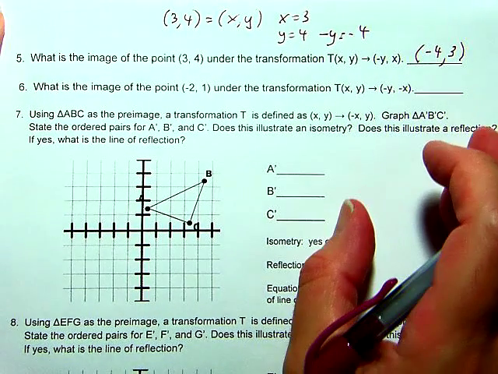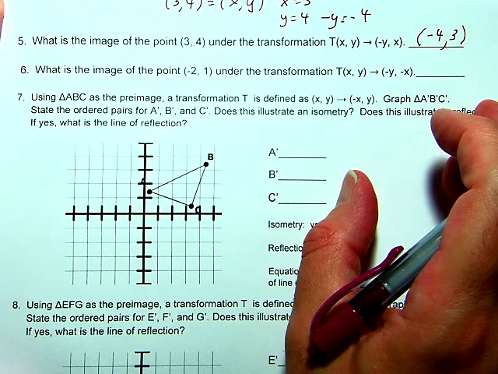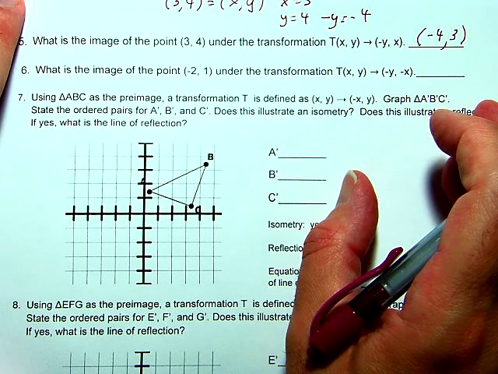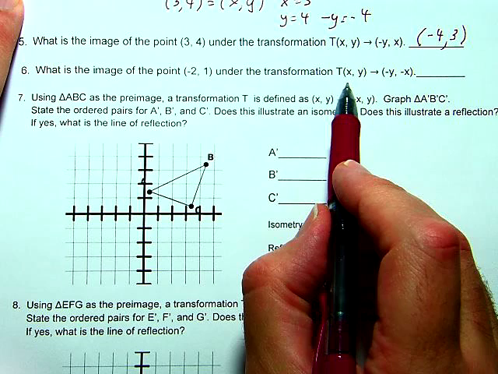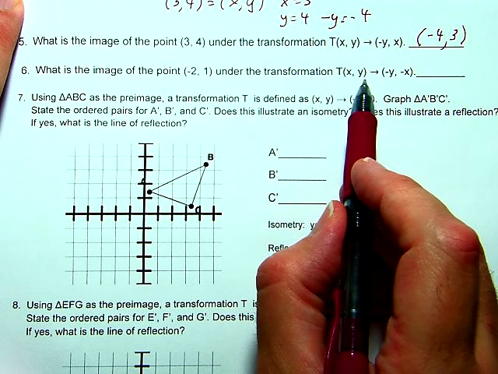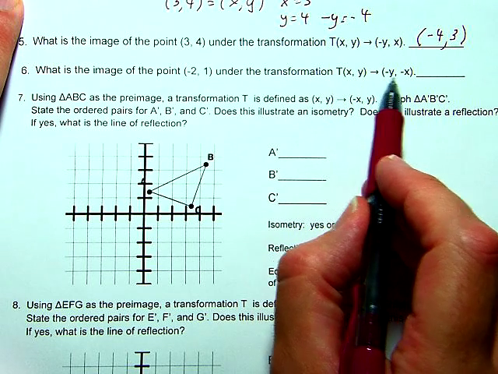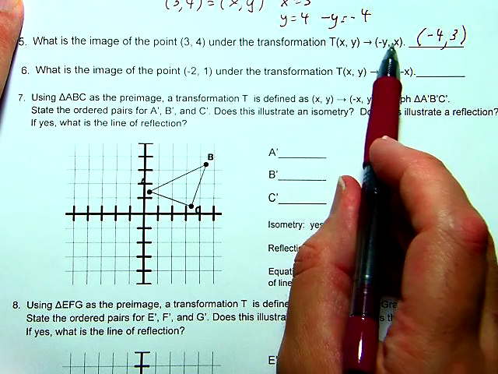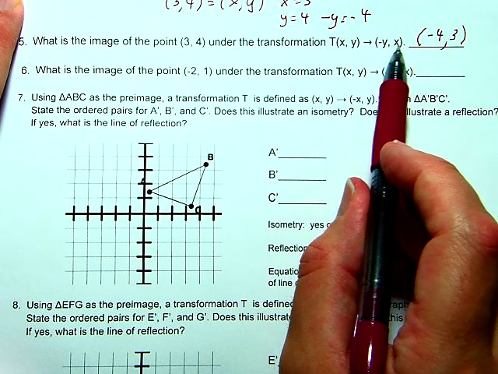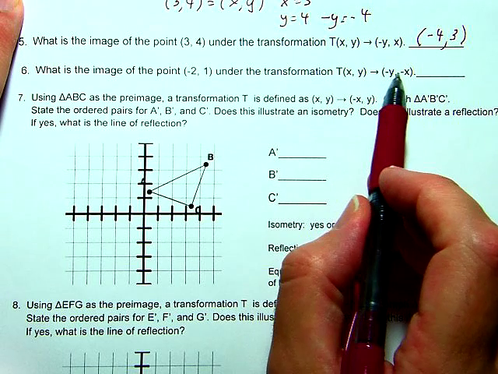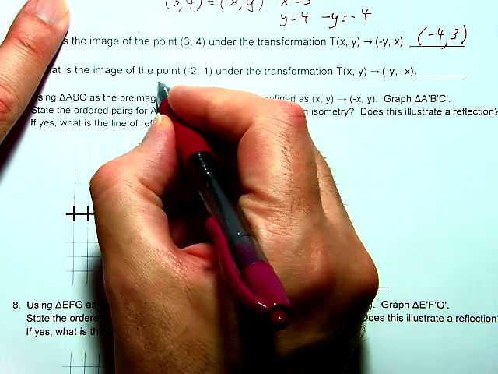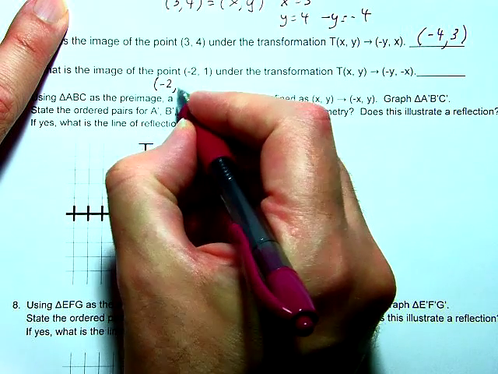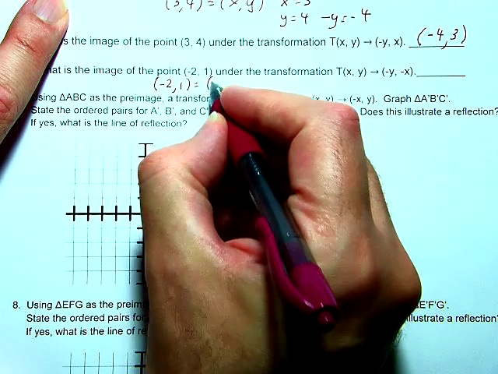Let's look at the next problem, a slightly different transformation. We're starting with the point negative 2, 1, and the transformation takes x comma y into negative y comma negative x. Notice this transformation was negative y comma x. So this is a slightly different transformation. So we do the exact same thing. We know that negative 2 comma 1 is equal to x comma y.